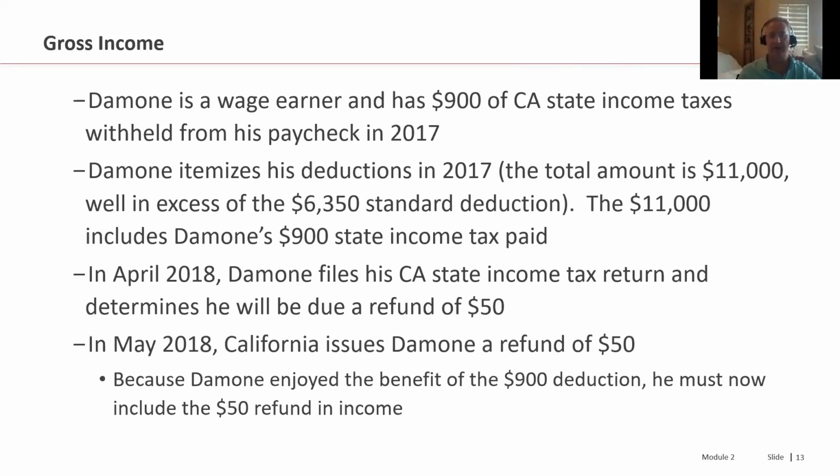So because Damone enjoyed the benefit of that $900 deduction in the prior year, he must now include the $50 refund in income, and that falls squarely within the tax benefit rule.